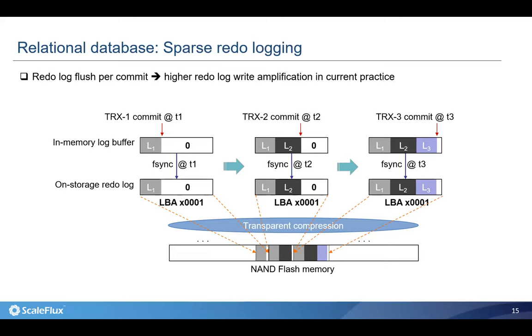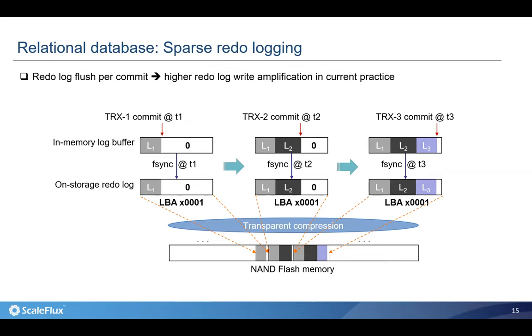So at time T2, we want to flush the L2 log. It has to be combined with L1 and still written back to LBA1, because both L1 and L2 are small. And at time T3, we want to flush L3. It has to be combined with L1 and L2, and all of them are flushed again to LBA1. So we can see that in this practice, L1 is written three times and L2 is written two times. This is the best option we can have for a normal SSD, because to save space, we have to compact the log very tightly in the log space.